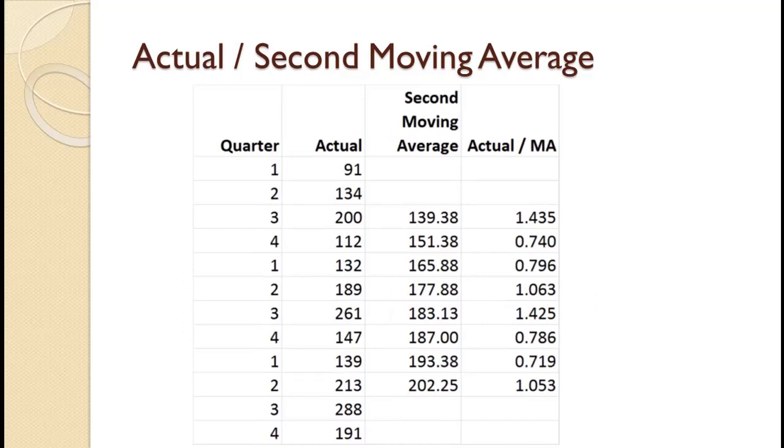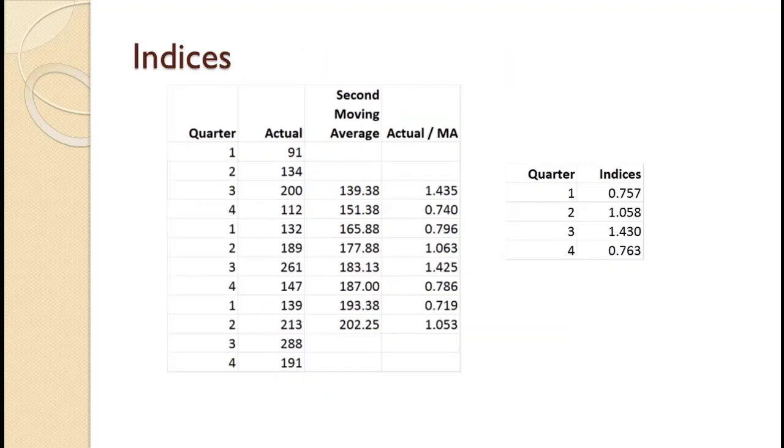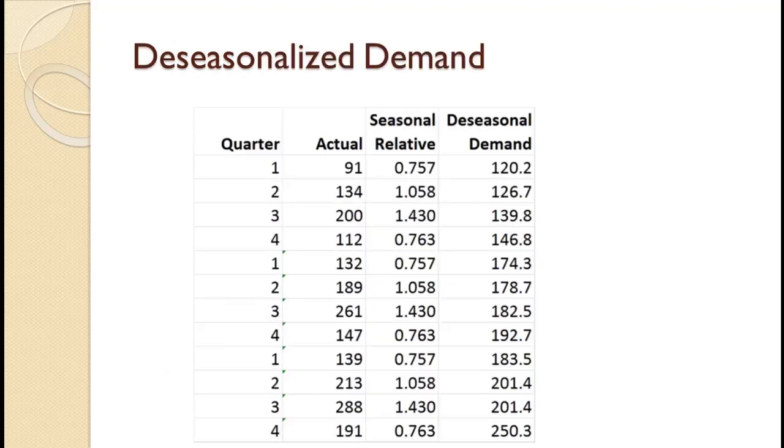Using the second moving averages, we divide the actuals by their associated moving averages. Those results are shown on the slide. Next, we average the actual divided by the moving average for each quarter to get the seasonal index for that quarter. Those results are shown on the slide. Using the seasonal indices, we deseasonalize historical demand. Those results are shown on the slide.